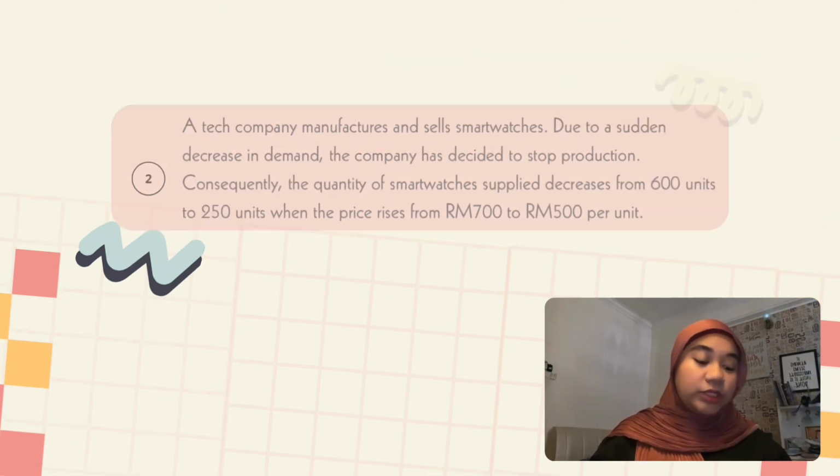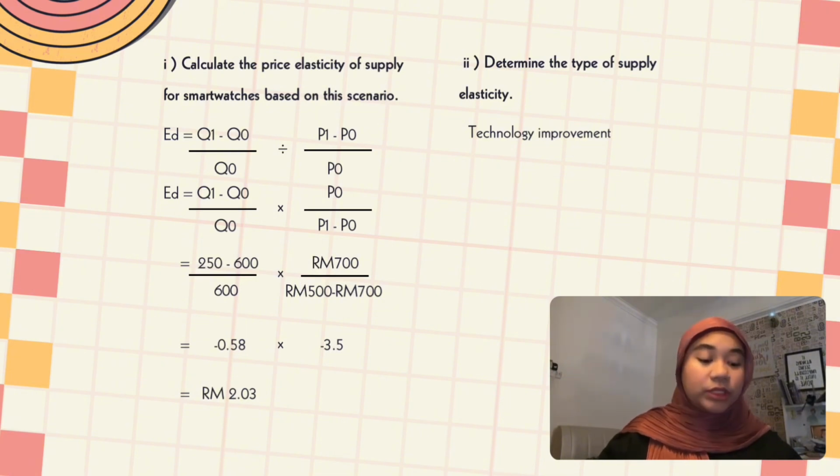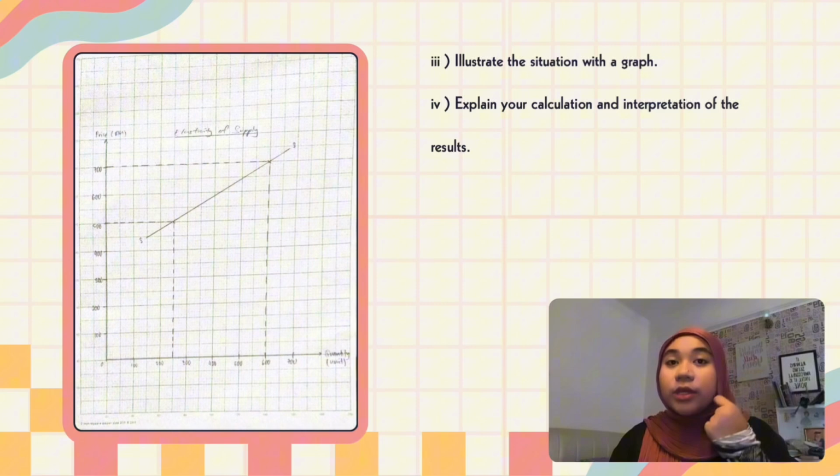For the first question, we have to calculate the price elasticity of supply for smartwatches based on this scenario. The formula has already been given. We just need to fill in the formula with those units and prices. By the end of the calculation, you'll get 2 ringgit and 3 cents. So next we are going to do a graph using graph paper.